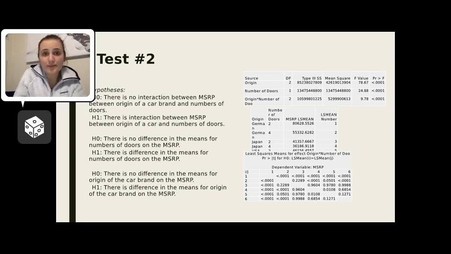Based on the findings from the F-test, we obtained a p-value which is significantly lower than our alpha for the 3 hypotheses. Therefore, we will reject all H0 hypotheses for this test. Based on the F-test results, we can conclude that there are interactions between the number of doors and car origin. Another conclusion is that there is a difference in the means for the number of doors on the MSRP. Lastly, we can conclude from the F-test results that the car's origin is different on the MSRP.